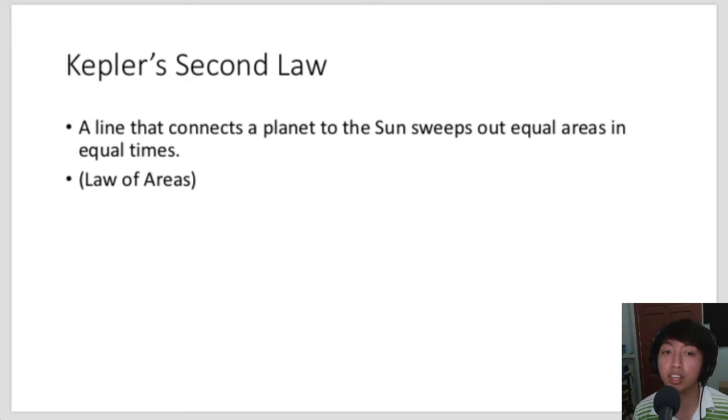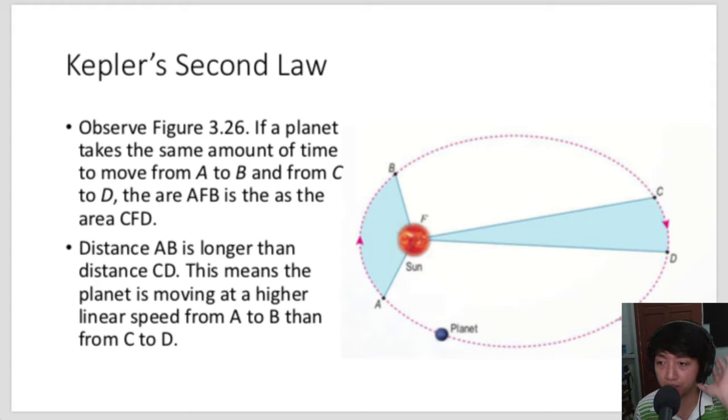Second law. All right. So this also has to do with the first one. A line that connects a planet to the sun sweeps out equal areas in equal times. So first of all, here's a good picture. Observe figure 3.26. If a planet takes the same amount of time to move from A to B, here on the left side of the picture, there's a planet. A planet moves from point A to point B. And then on the other side, when it's far away from the sun, it moves from C to D.